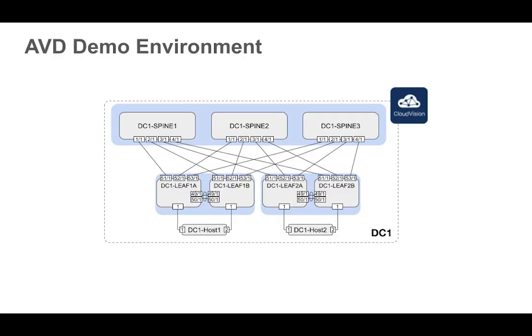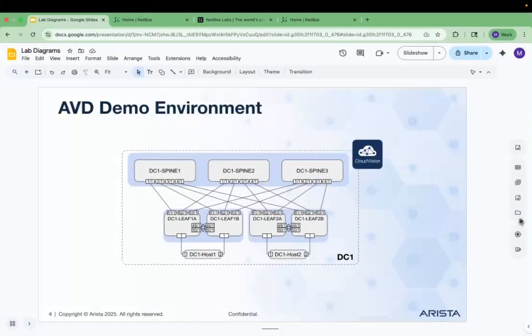All right, and our demo environment is a simple spine leaf architecture, 3 spines, 4 leaves. It's not critical that you understand what this looks like, because really we're going to be focusing on the data itself and updating it. But I thought it might be helpful to understand the devices in question. And we'll be picking on DC1 Leaf 1A specifically.